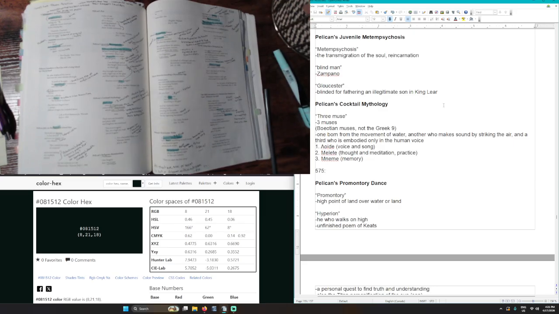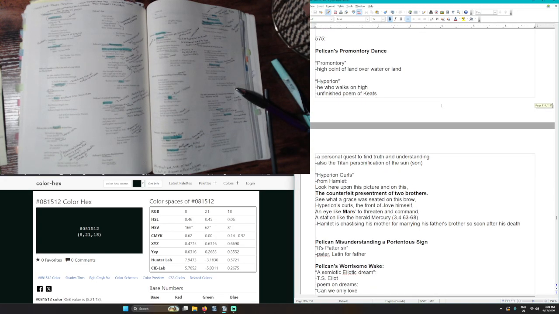And then on to the next page, this page here. Move my pen so I don't hide notes there. We have this poem called Pelican's Promontory Dance. And promontory means a high point of land over water or land, and could be a reference to all the mountaineering and those kind of references in House of Leaves.